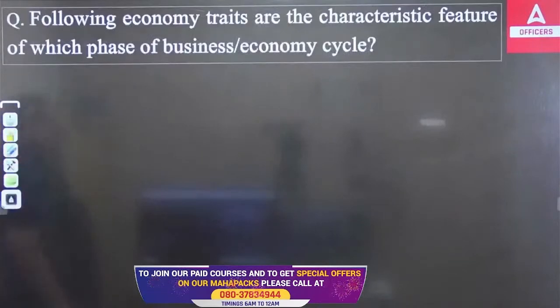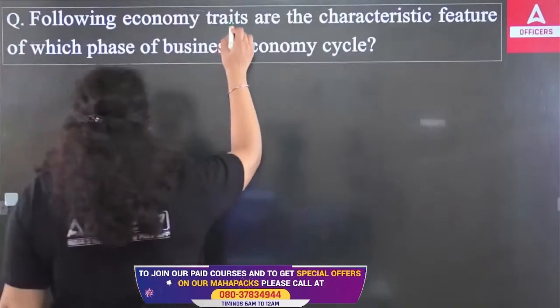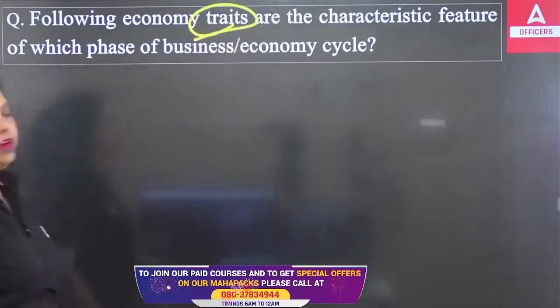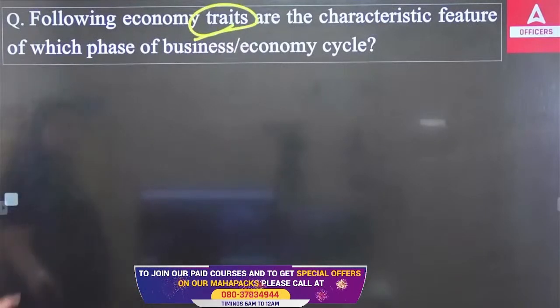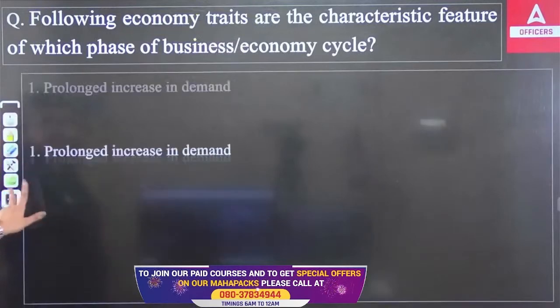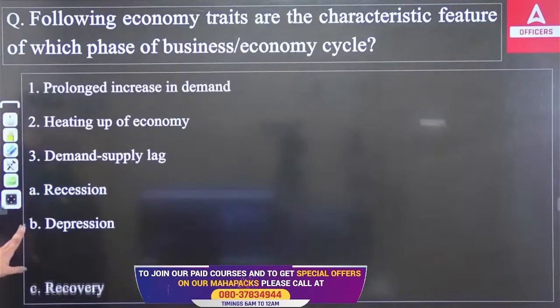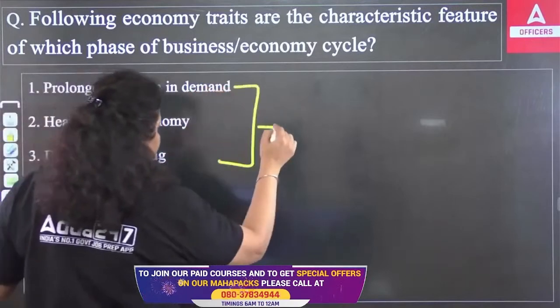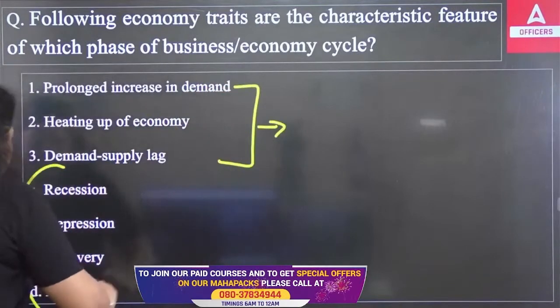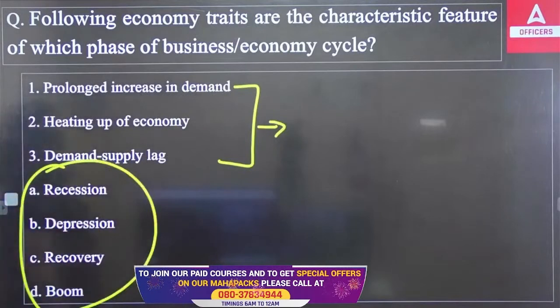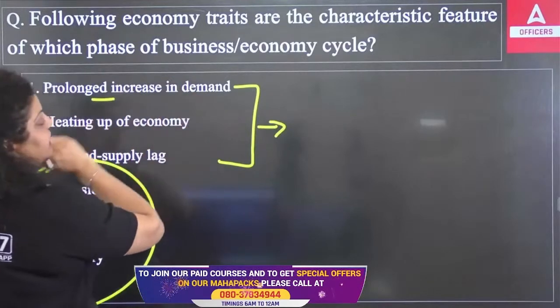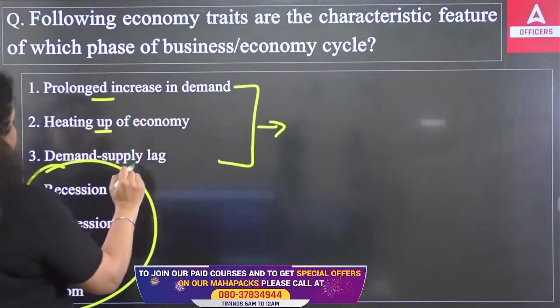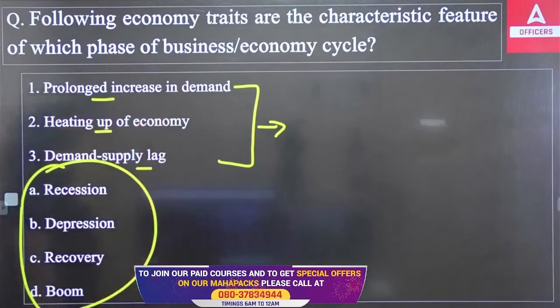Next, the following economy traits are the characteristic features of which of the following phases of the business cycle, or you can call it the economic cycle. So there are certain traits, it means the characteristics have been given to you. You can see these are the 3 characteristics given, and the question is asking in which of the following phases you will find these characteristics. The first characteristics is prolonged increase in demand, heating up of economy, demand supply lag.